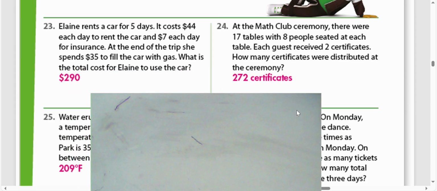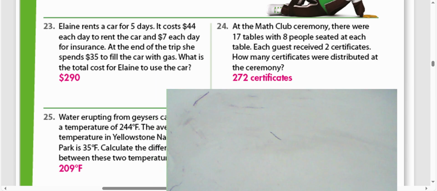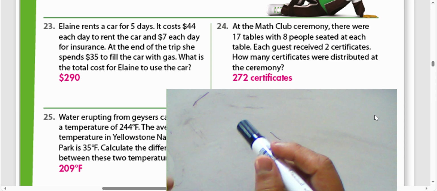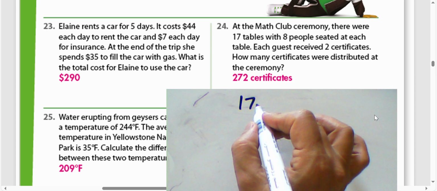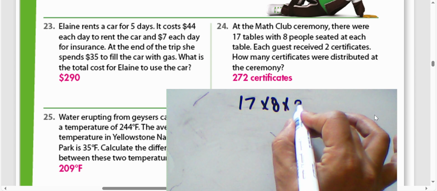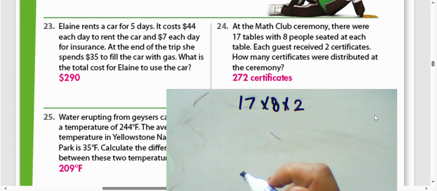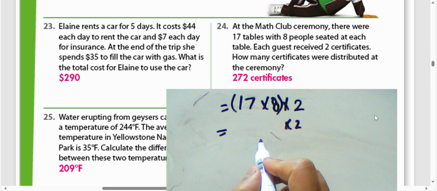Next question, number 24. At the math club ceremony, there were 17 tables with 8 people seated at each table. Each table received 2 certificates. How many certificates were distributed at the ceremony? We can find the number of certificates by multiplying the number of tables. We have 17 tables with 8 people seated at each, so multiply by 8. And also multiply by 2, because each table received 2 certificates. And the total will be what? We can multiply this number and then multiply the result by 2 using the associative property.